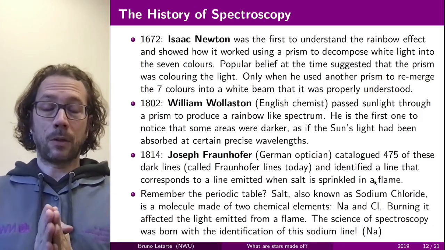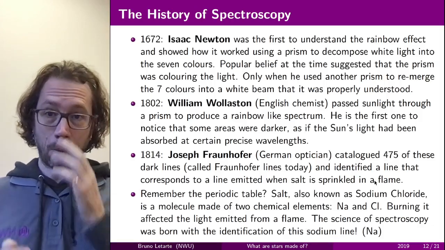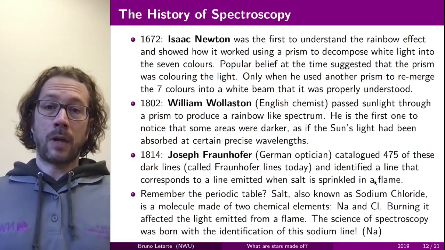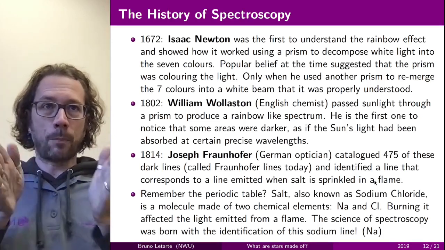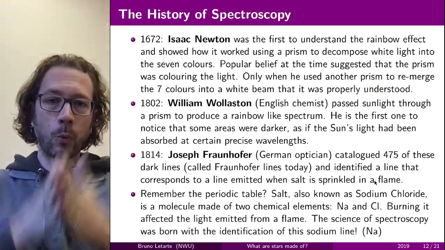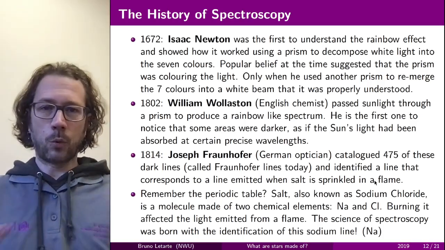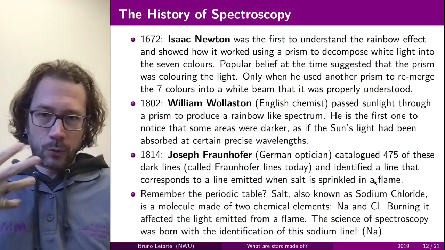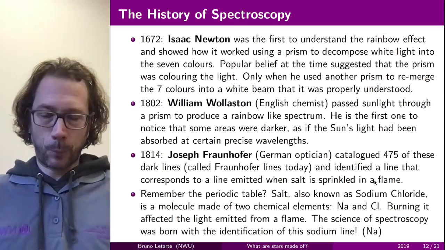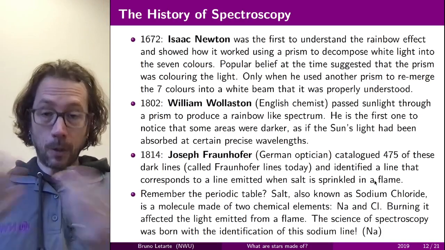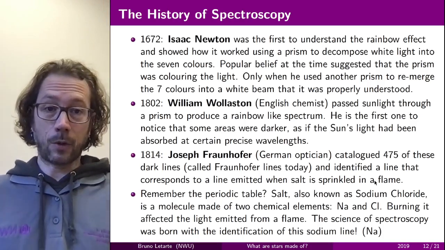So let's have a little summary now. 1672, Isaac Newton is the first one who understood that you could use a prism to decompose light and to recompose it back into white light. So this is when we understood that this was a property of light. Light was a composition of different colors, and it could be decomposed to look at the different colors individually.